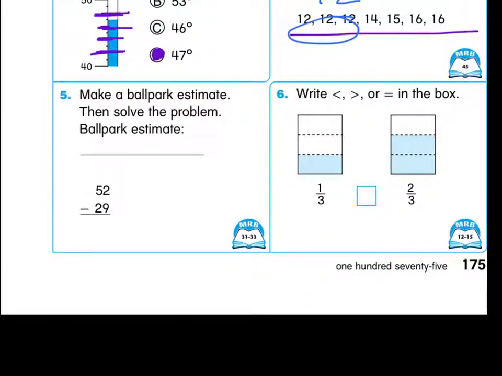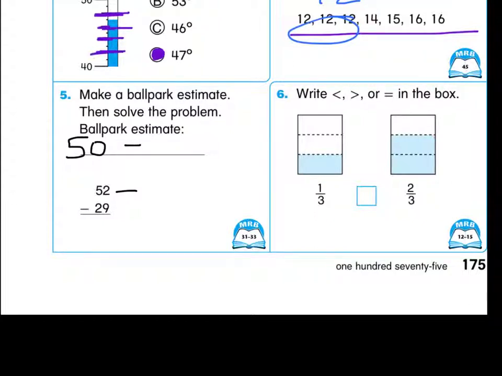In box 5, we're going to make a ballpark estimate and then solve the math problem. Notice that this is a subtraction problem, so all of the trade first subtraction you've been doing lately will certainly help you with this one. All right, let's make that ballpark. Starting with 52. What is 52 closer to? Is it closer to 50 or closer to 60? Yep, if you said 50, you're right. 52 is closer to 50, and remember we're subtracting here.